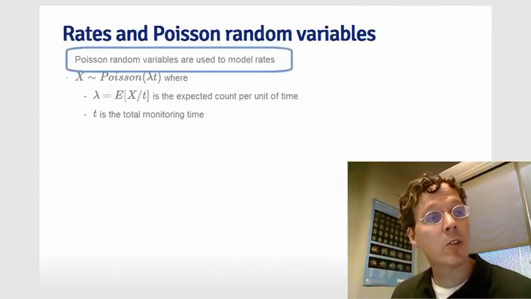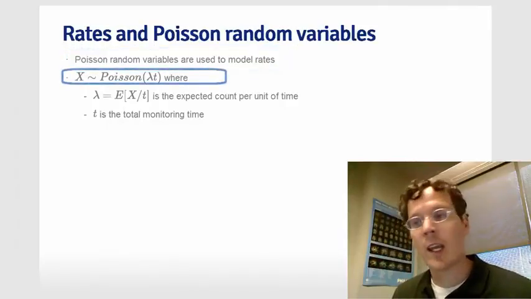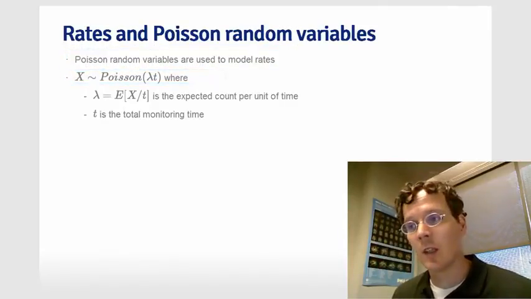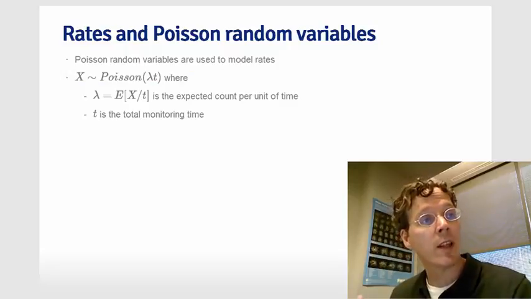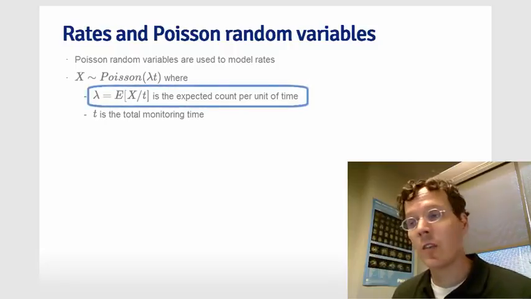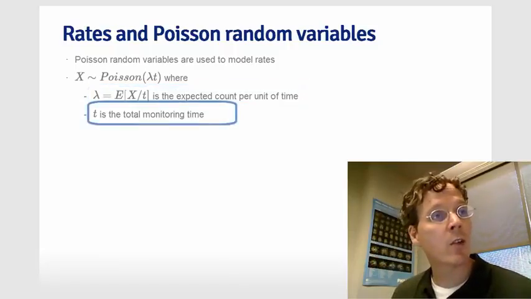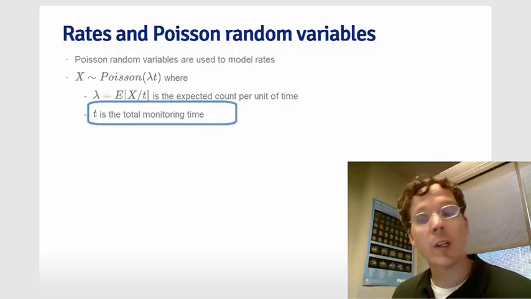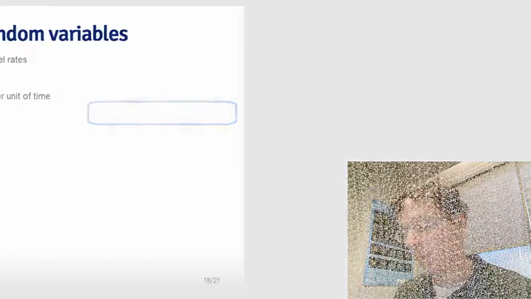The Poisson distribution is often used to model rates. So, for example, let X be Poisson(lambda t). It's important to note that lambda here has units. It's the average number of events per unit time, where t is expressed in that particular time unit. So lambda is the expected count per unit time, and t is the total monitoring time. So this is a very common use of the Poisson distribution for modeling rates.